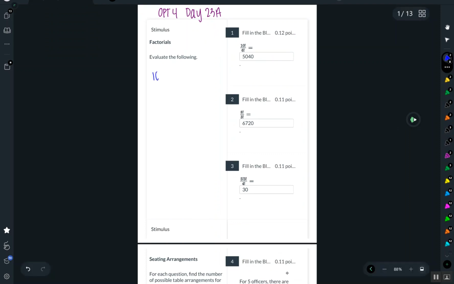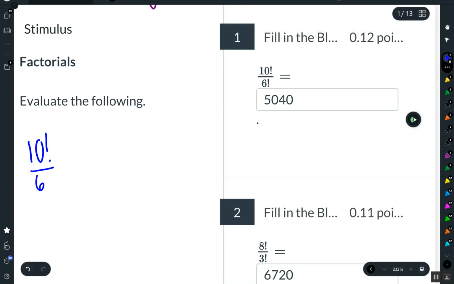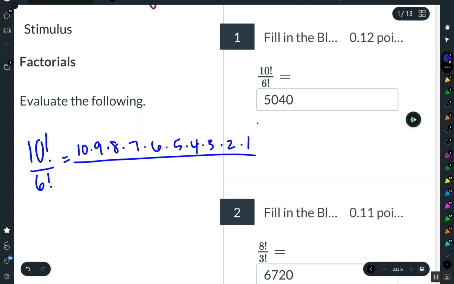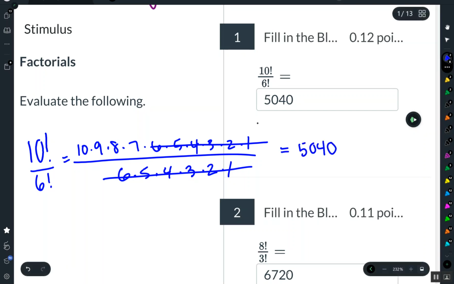So like 10 factorial over 6 factorial for this first one would mean 10 times 9 times 8 times 7 times 6 times 5 times 4 times 3 times 2 times 1 divided by 6 times 5 times 4 times 3 times 2 times 1. All of these are going to cancel. So if you're doing this by hand, you could do 10 times 9 times 8 times 7 to get 5,040. You could also plug it into a calculator.